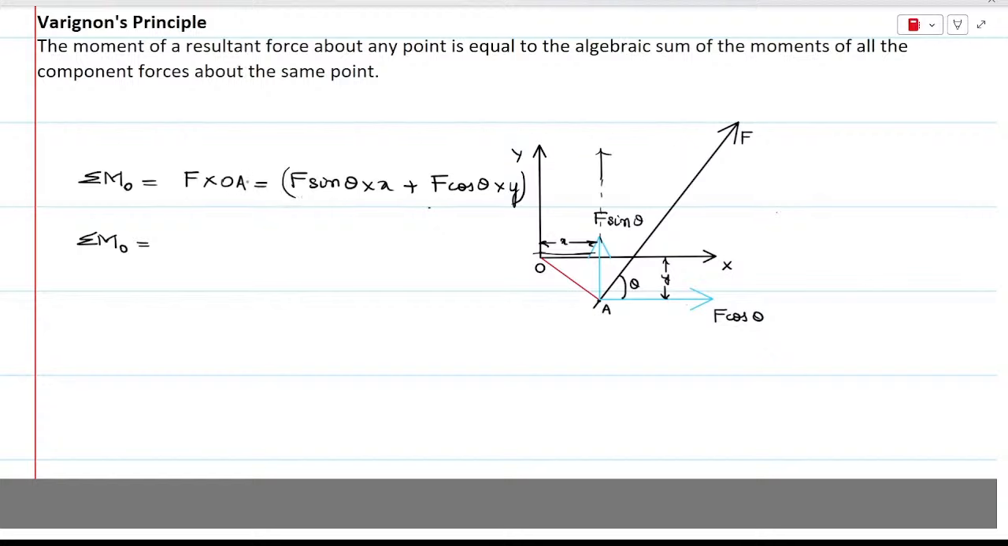So either you take F as a single force and multiply that with the perpendicular distance, or the F has been split into two components and the moment of each component will give the collective effect. Summation of the moment of each component. When you sum up these component moments, it will give the collective effect that is being produced by the F. That is the Varignon's principle.